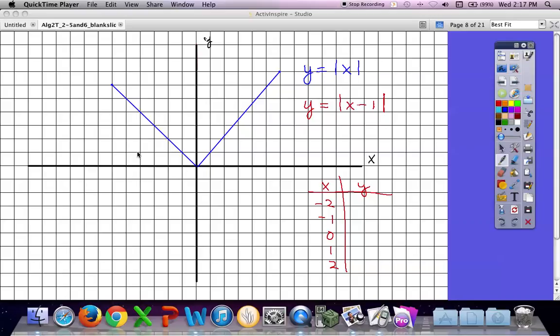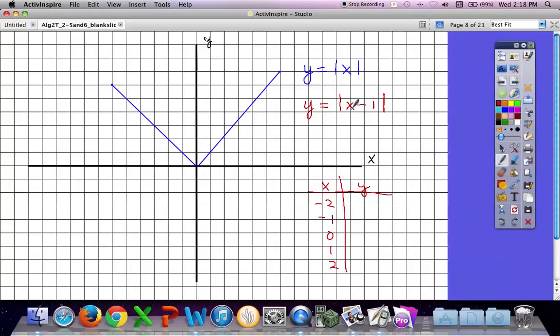Okay, now we're going to see what happens to our graph if we add or subtract a number inside the absolute value. This is different than the last one, because then it was after the absolute value, but now it's actually inside the absolute value. So let's see what it does to the graph. Okay, and I've got my table of values already started here. So I'll plug in one at a time for these x values and figure the y value.